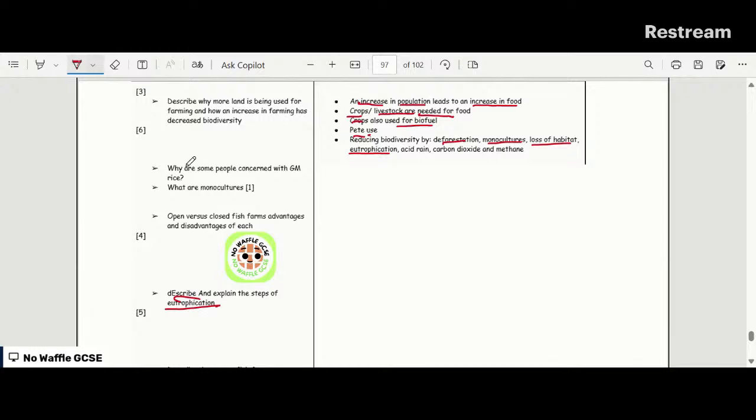Next, why are some people concerned with genetically modified rice or GM rice, otherwise known as golden rice? And also, what are monocultures?